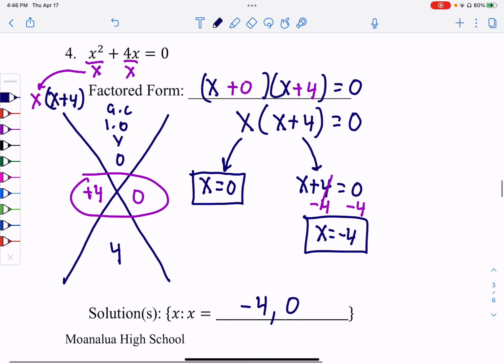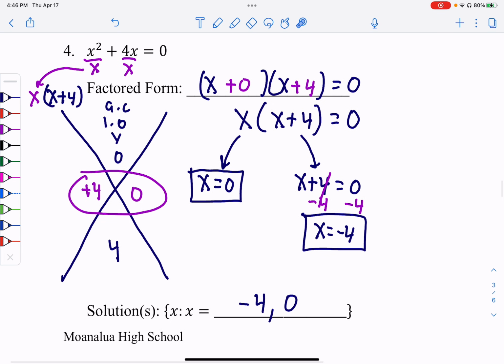Okay, so that's a little bit different. We're just doing factored form, ABC factor. Once we have it in factored form, we can always do the zero product property and solve for each zero, or each solution. Negative 4 and 0 in this case.